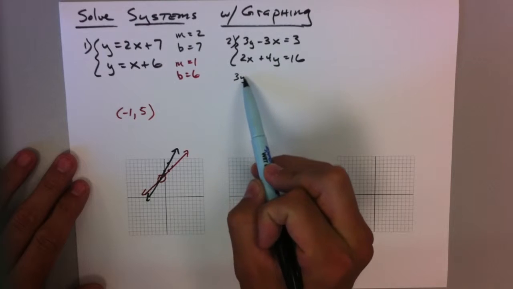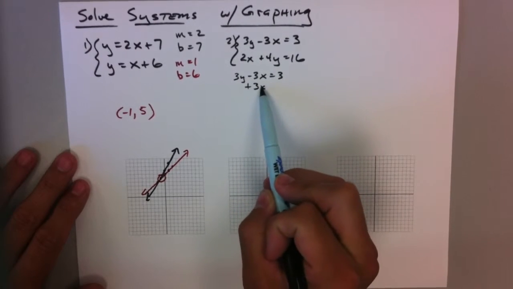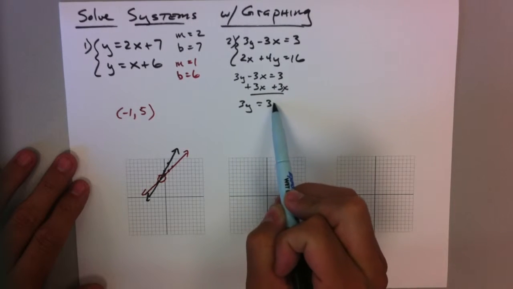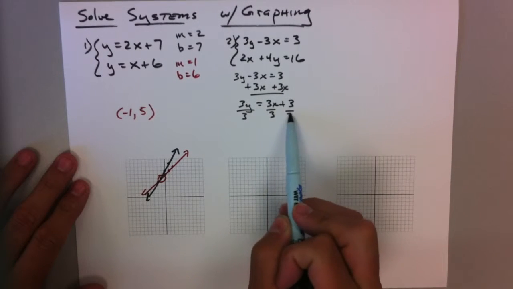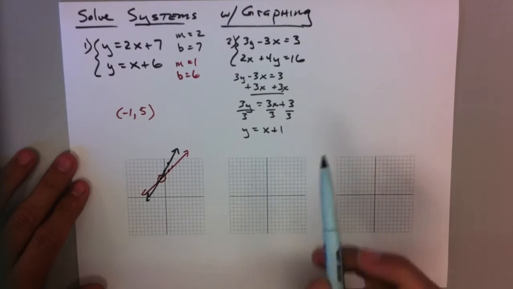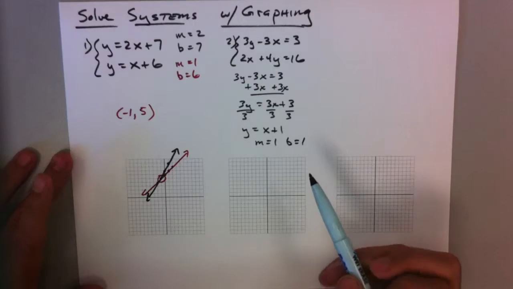3y minus 3x equals 3. First thing, I'm going to add 3x. 3y equals 3x plus 3. Divide by 3. So y equals x plus 1. So slope is 1, y-intercept is 1.